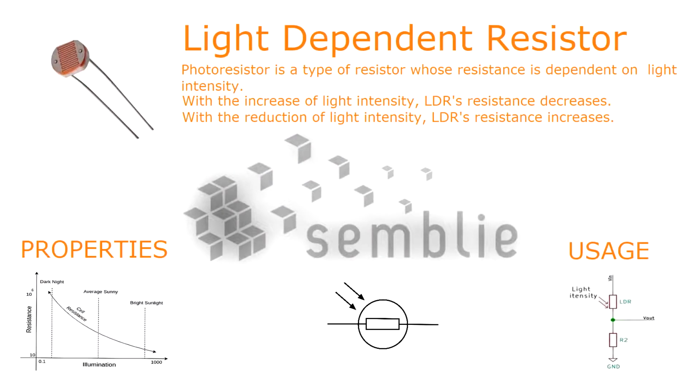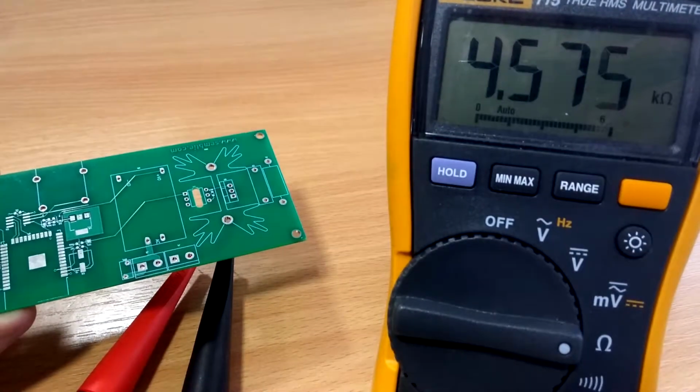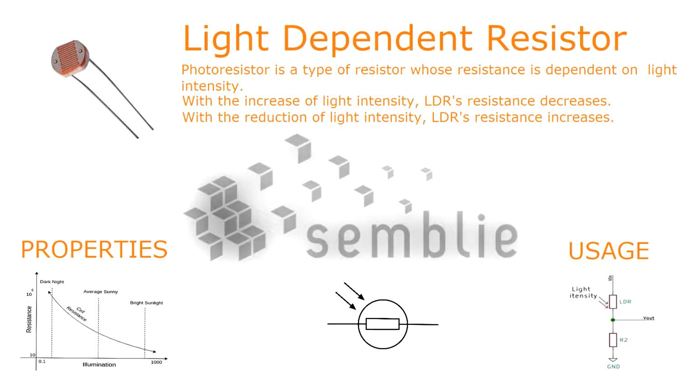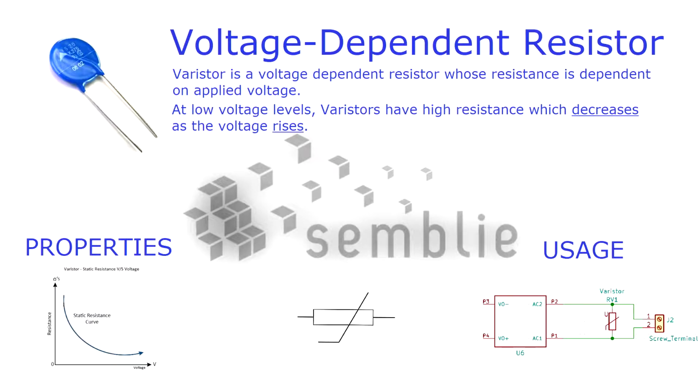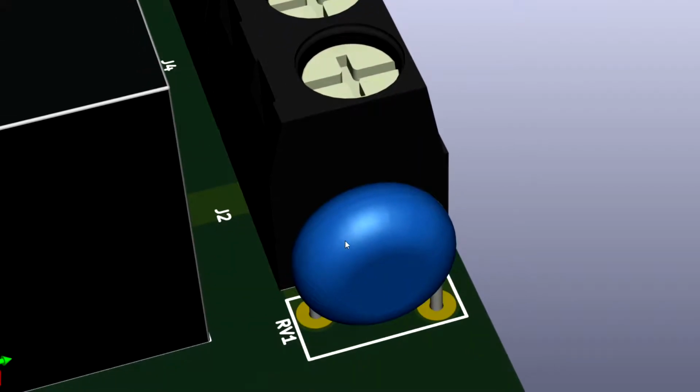Let's continue with light-dependent resistors. Resistance is dependent on light intensity, so they have high resistance overnight and low resistance at daytime, most commonly used in voltage division circuits. Ending with varistors or voltage-dependent resistors, whose resistance properties change with the applied voltage. They are very common and can be found next to screw terminals. They protect PCBs from high voltage transients.